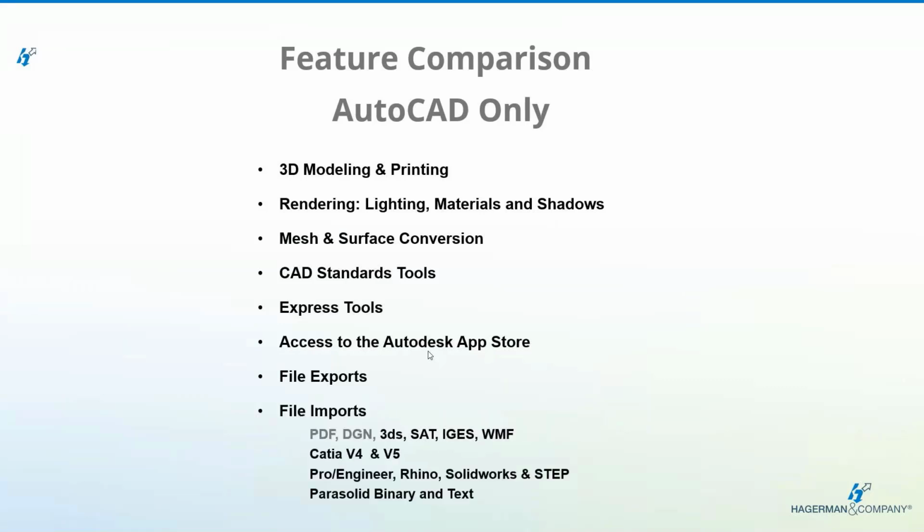On the import, you can still import the PDF and the DGN just like LT, but now you've got 3DS, SAT again, IGES, and the metafile. You can also import CATIA version 4 and version 5 files. You can import Pro Engineer files, Rhino files, SolidWorks, and STEP, Parasolid binary, and Parasolid text. I use STEP files all the time, and it's very nice to be able to import those. So you've got the two that you can import from LT plus a bunch more, which come in handy.